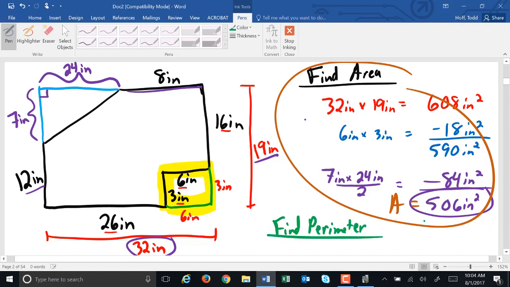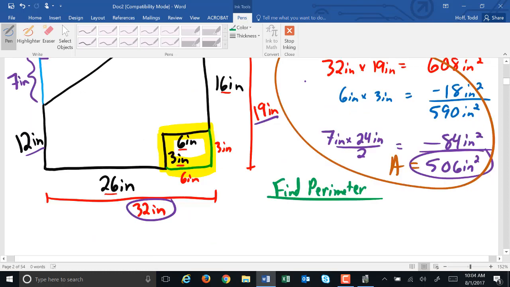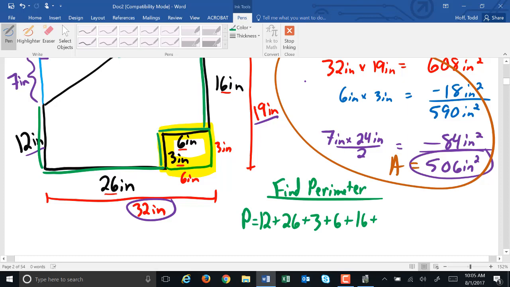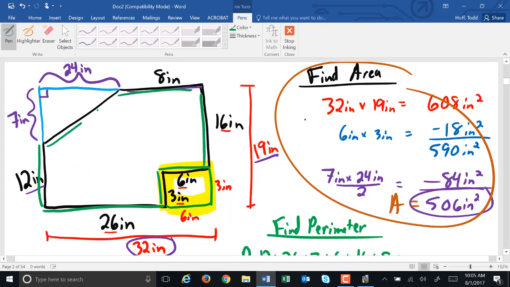Well, since we're having fun with this one, let's find its perimeter. So here we've got 12 plus 26 plus 3 plus 6 plus 16 plus 8 plus whatever this side across here is. How do I find that side?